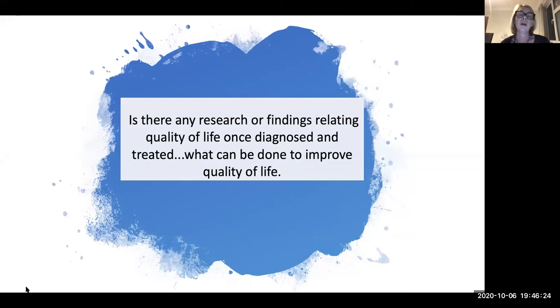So I've been given a whole list of questions that I'm going to go through. Some have got other slides attached to them, read data, but most of them are discussion. The first one is: is there any research or findings related to quality of life once diagnosed and treated with TTP, and what could be done to improve quality of life?